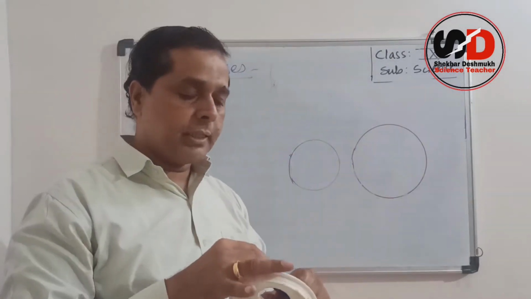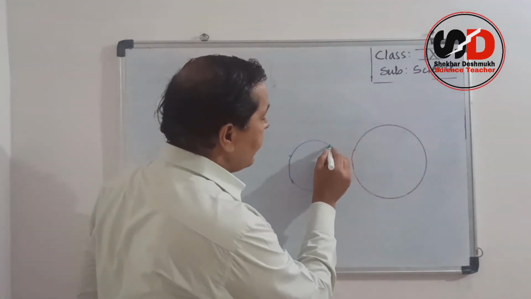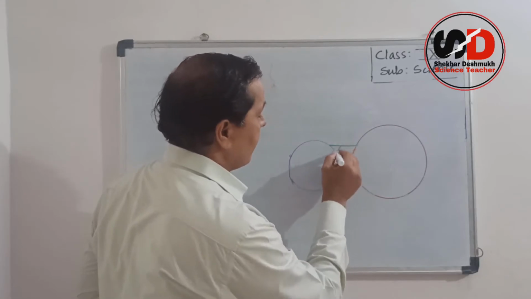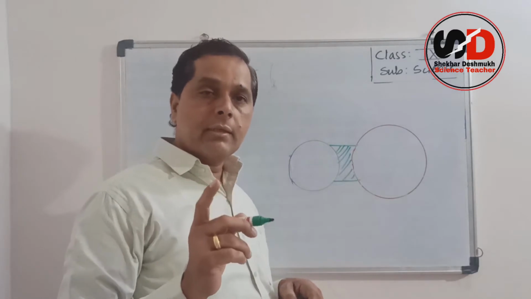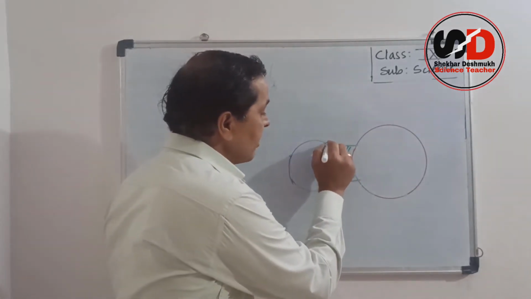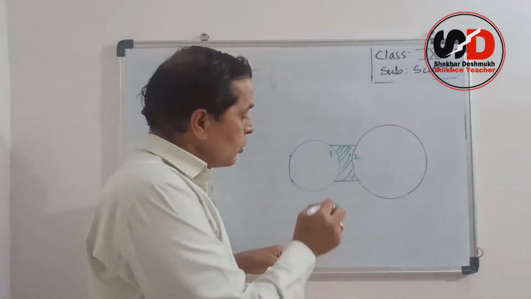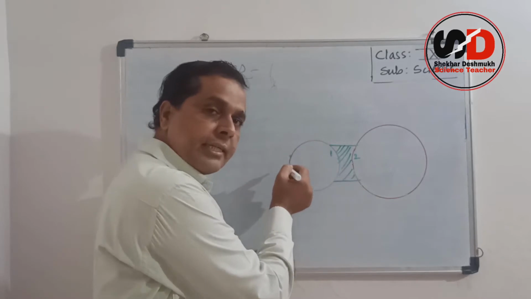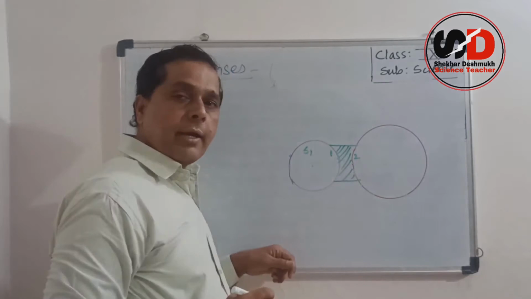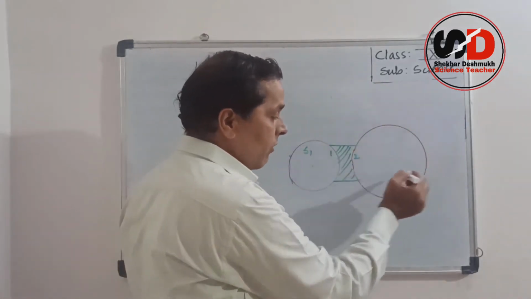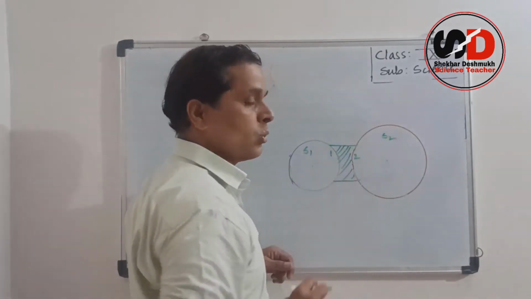Suppose these are the two spheres, again similarly, and the shaded area is nothing but a concave lens. Suppose this is the first surface of the concave lens, and this is the second surface. This first surface of the concave lens is part of a sphere, suppose S1. And this second surface is part of a sphere, suppose S2.